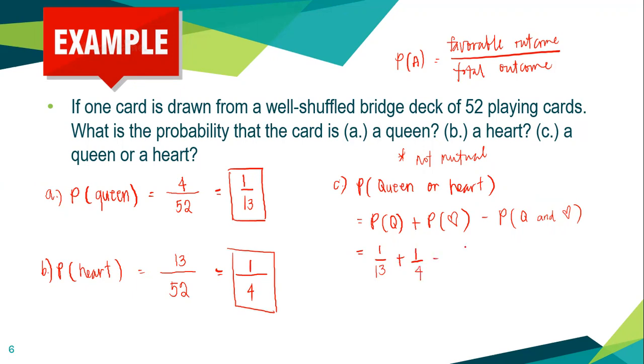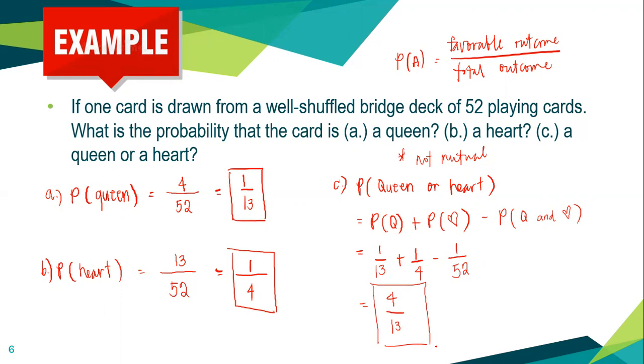Now, ilan yung probability of getting queen of hearts? Ilan yung Queen of Hearts sa baraha? Isa lang yon, tama? Ilan yung baraha? 52. So we have 1/52. And that is equal to 4/13. And naka-lowest form na to. So this is your answer for letter C. Okay?